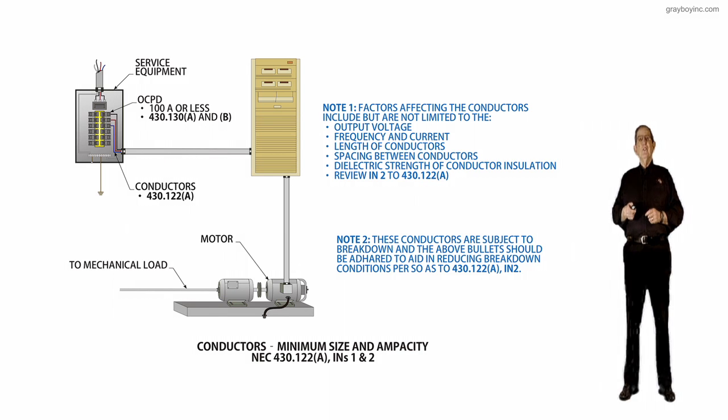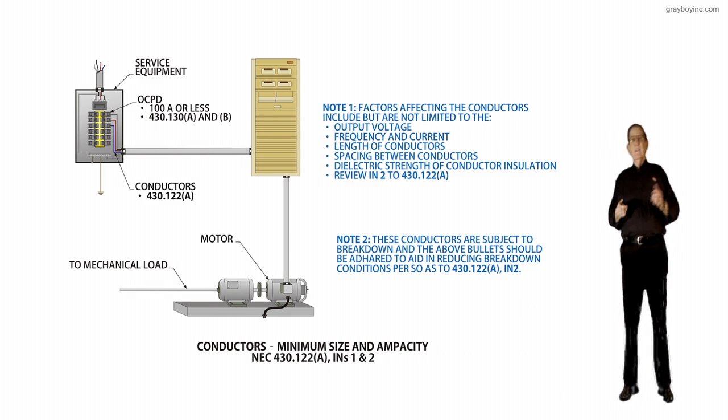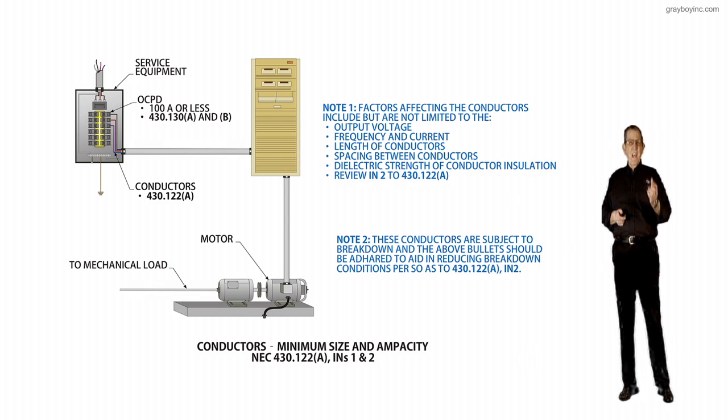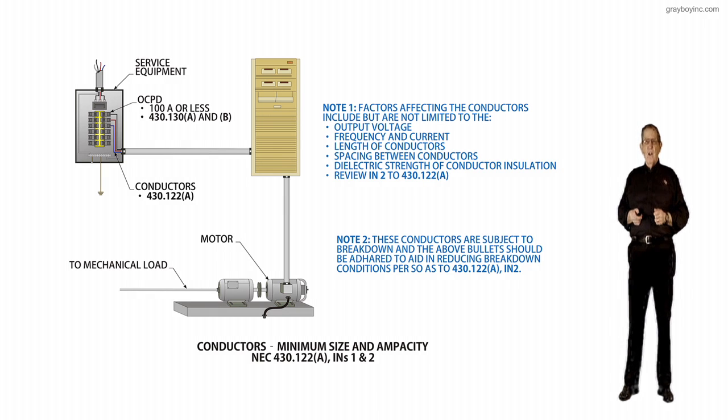Secondly, your conductors are calculated and sized by 430.122(A). So we kind of get the feel for sizing the overcurrent device and the conductors to the adjustable speed drive based upon the input rating of the drive.